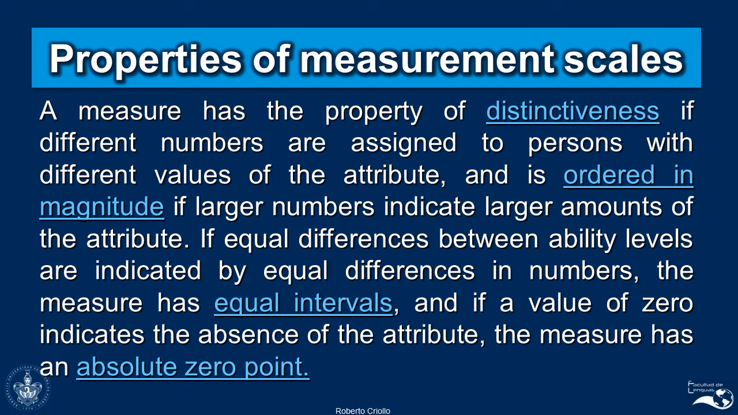And finally, if there is a 0 point that indicates the absolute absence of the attribute, the measure also has an absolute 0 point. Now we're going to see different kinds of measurement scales, and each of them has one or several of these different characteristics.